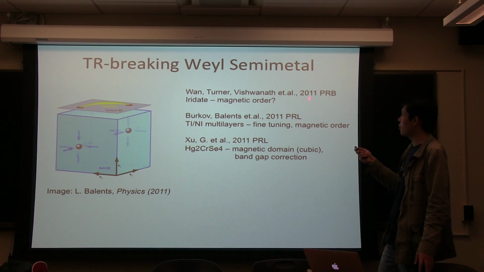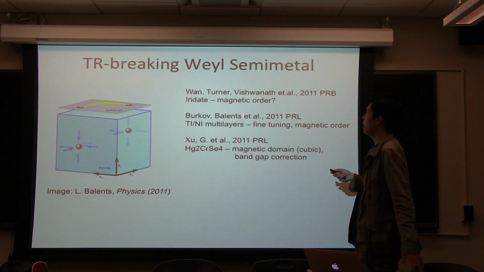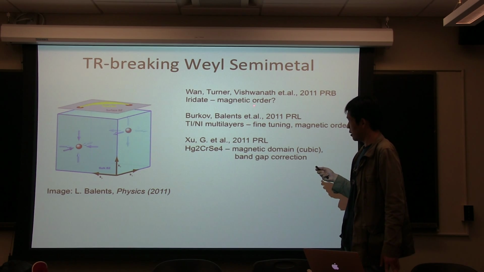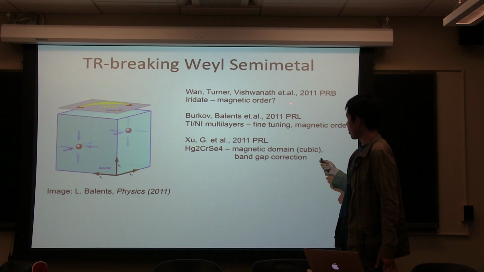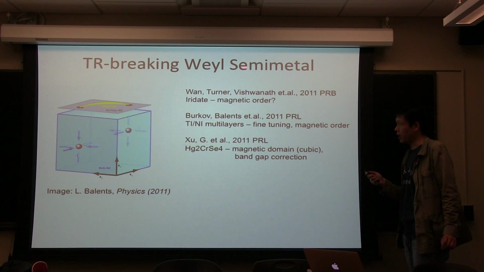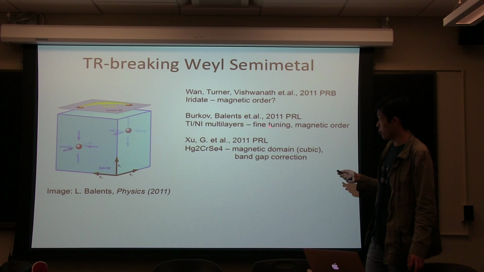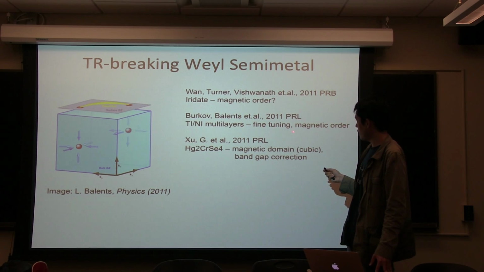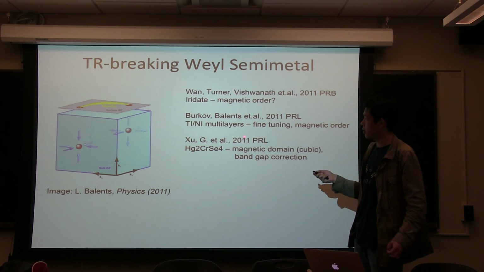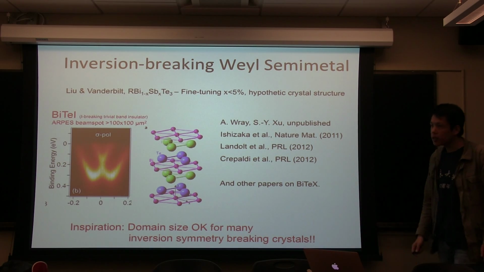Similarly, the other two proposals have many problems in experiments. For example, in the iridate case, even the magnetic ordering itself is under debate, and the crystals are extremely small and hard to grow. And for the multilayer case, obviously you require very fine tuning to the critical point, and you also have to develop a magnetic ordering in these non-magnetic compounds, which is very hard. Okay, so T-breaking is hard.